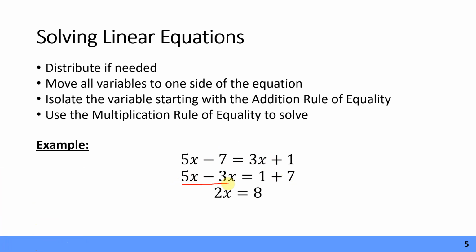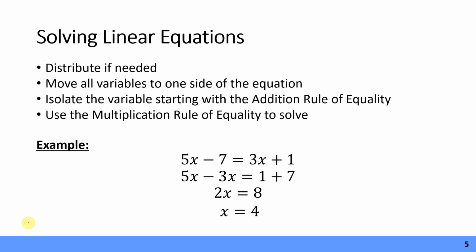So 5x minus 3x gives me 2x. And the 1 plus the 7 gives me the 8. Of course, you're not done because isolate means that the x is by itself. It's being multiplied by 2, so I do the opposite of multiplication. I divide both sides by the 2 because that's the number in front of the x. And that will give me my final answer, right? These cancel out. 8 divided by 2 gives me my 4, which is my final answer.